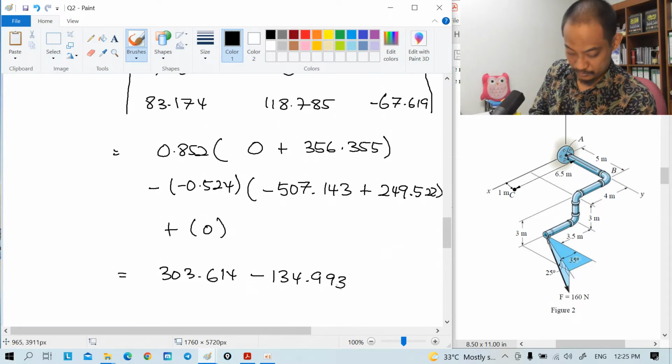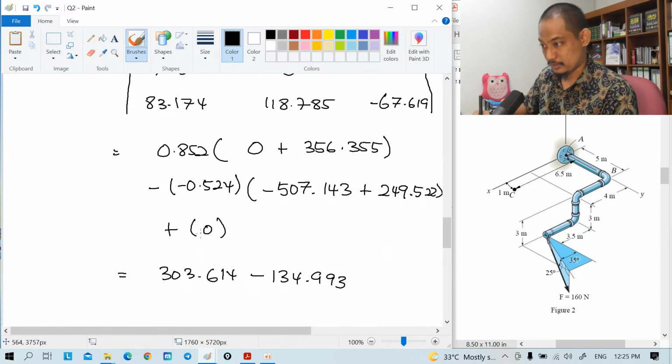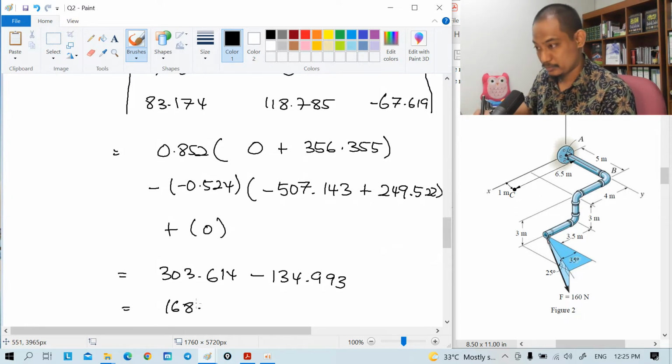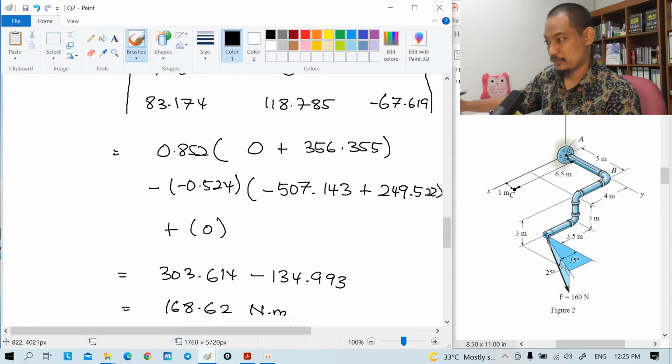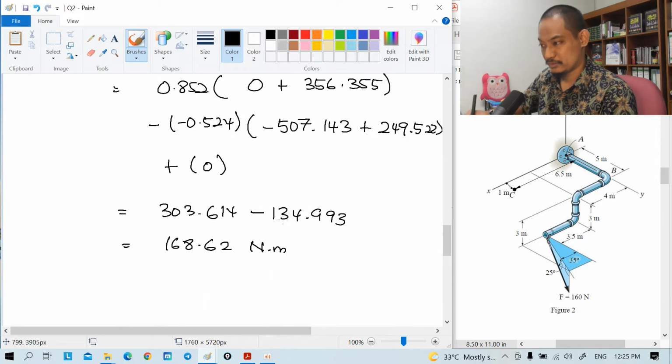So 303.614 minus 134.993, and then you get 168.62 Newton meter. This is in Newton and meter, right? So that is the answer.